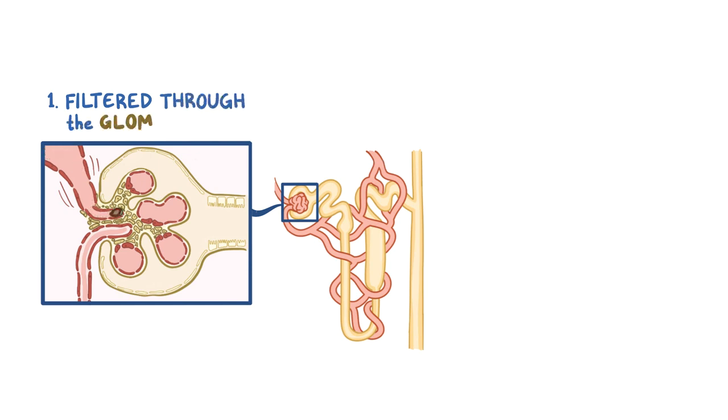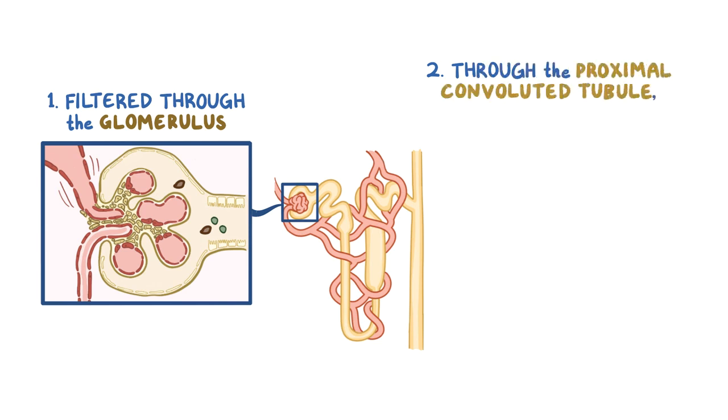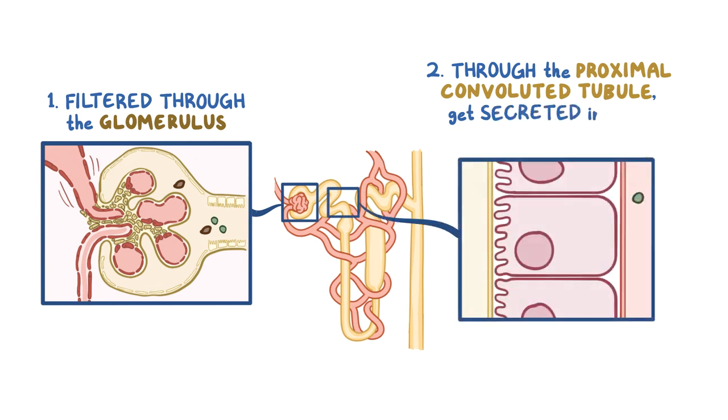Alright, so first, certain medications in the circulation can be filtered out with the other metabolic wastes when the blood goes through the glomerulus. Second, as the filtrate makes its way through the proximal convoluted tubule, certain medications from the peritubular capillaries get secreted into the tubular lumen.